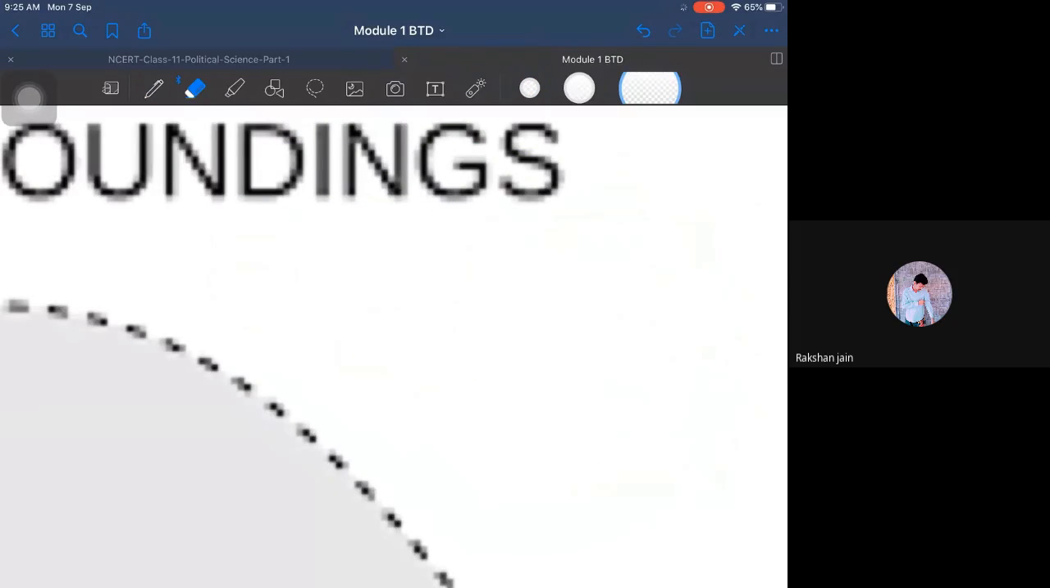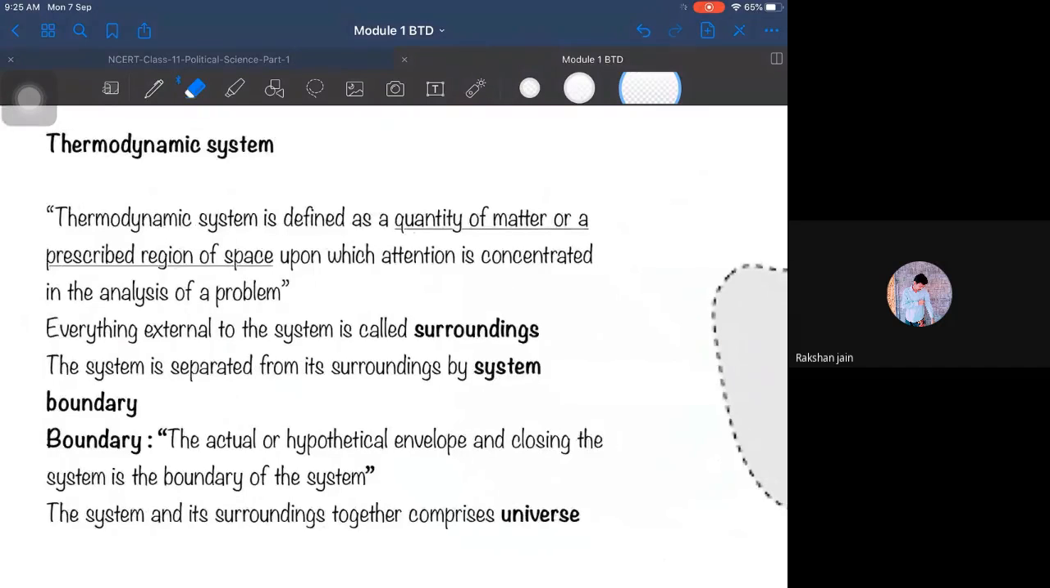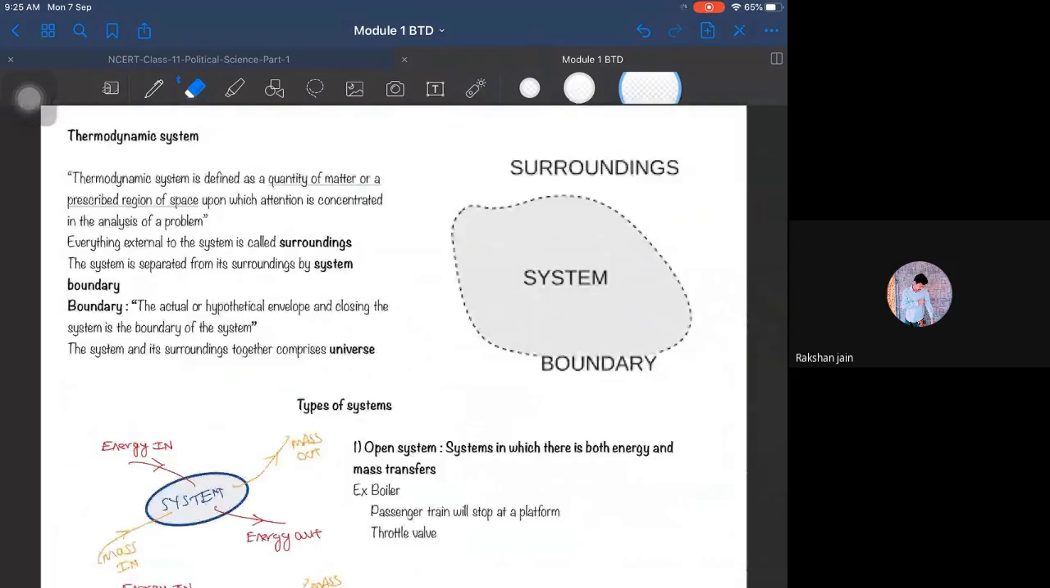So you can take the notes for this. Just take the heading thermodynamic system. And you can take the figure and all the description given. The thermodynamic system is defined as a quantity of matter in the prescribed region of space upon which the attention is concentrated in the analysis of the problem. So in the turbine, exactly the turbine part is considered as the system. In the pressure cooker, the inside substance, the whole thing, is considered a system, where you are studying the thermodynamic aspects of it.